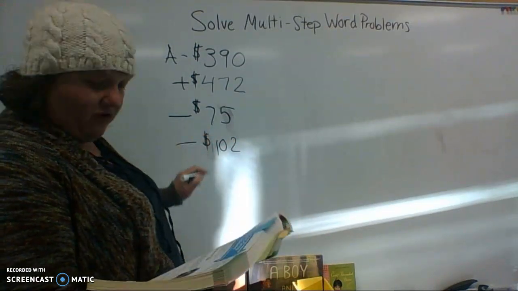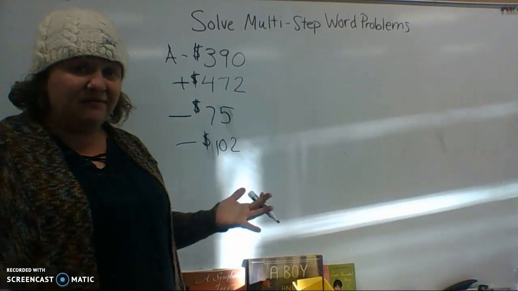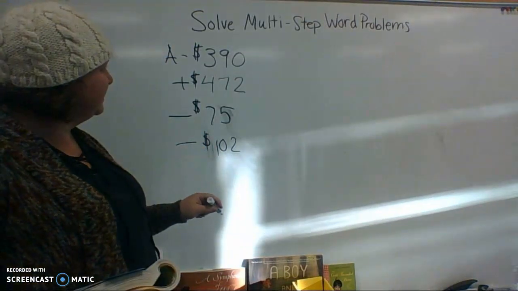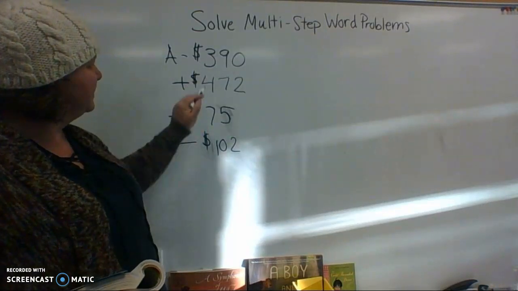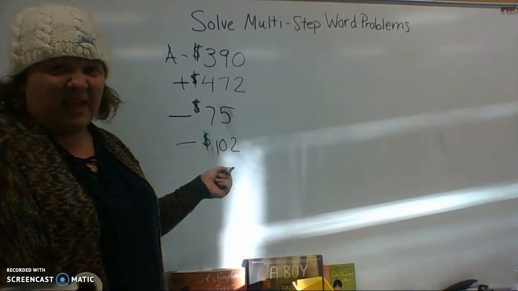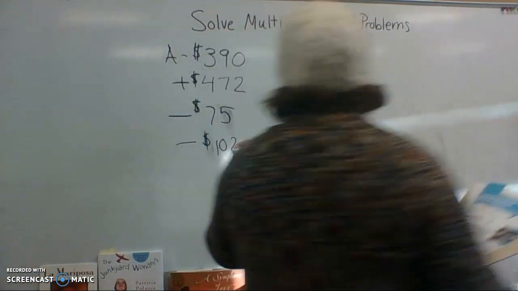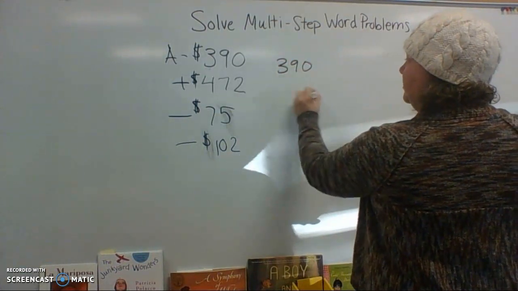So now I have all my numbers, right? How much is left in their account? So now I can figure out my problem. The way I'm going to do it is I'm going to say, okay, well, they started with this number, and then they added that to it. So that's what I'm going to do first, is add those two numbers together. That's my first step.